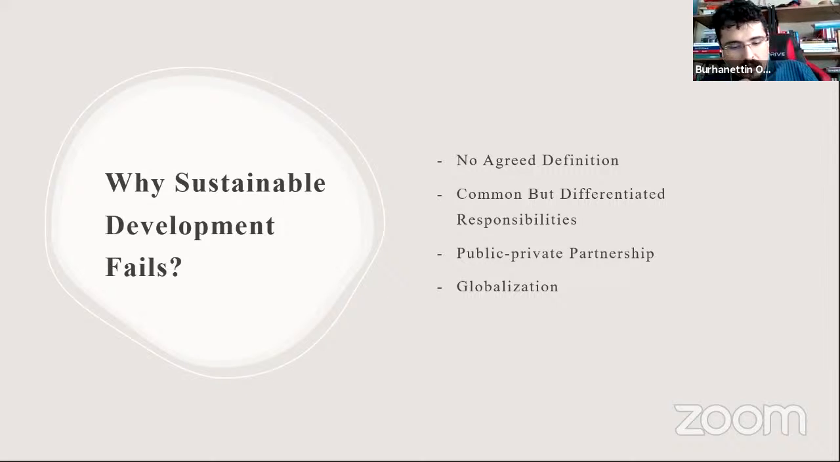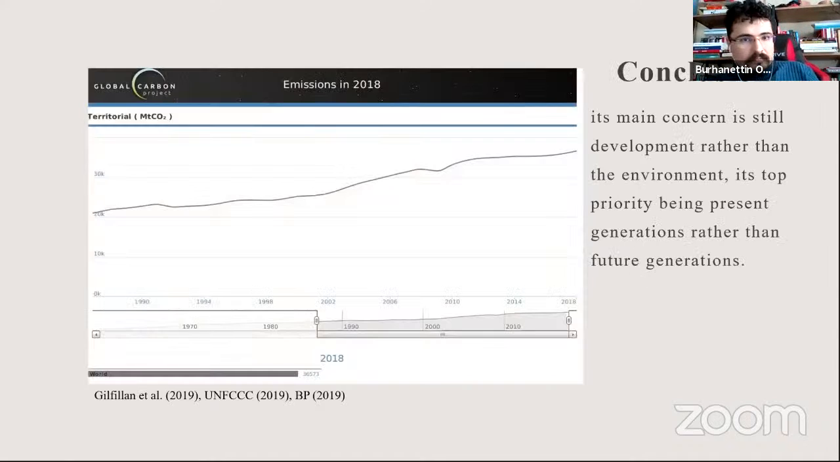Also, one could argue that sustainable development fails on environmental protection because of its total failure. So, as a conclusion, we can see the Global Carbon Project's emissions up to 2018. I started from 1987 because it is the birth of sustainable development in the Brundtland report. The emissions actually speak for themselves, I think.